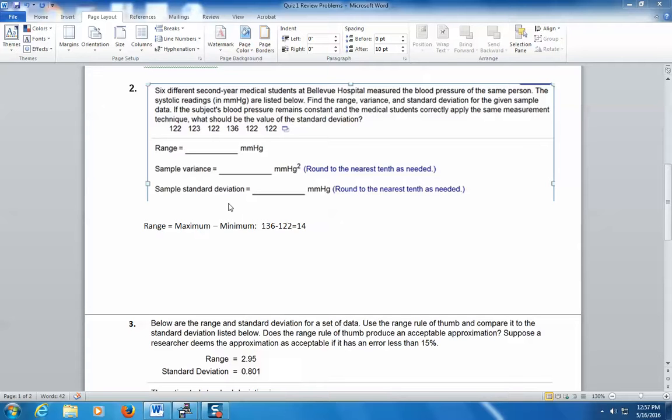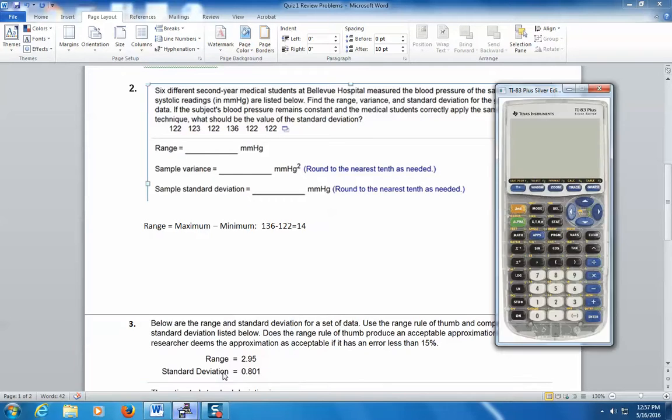All right, then we also want to find the sample variance and the sample standard deviation. The sample standard deviation we can find with the calculator, and then we take that value and square it to get the sample variance. So in your calculator, we take a look at the lists, edit, and we want to enter the values in list 1. Now there's a video showing you how to do this, but we'll do this again.